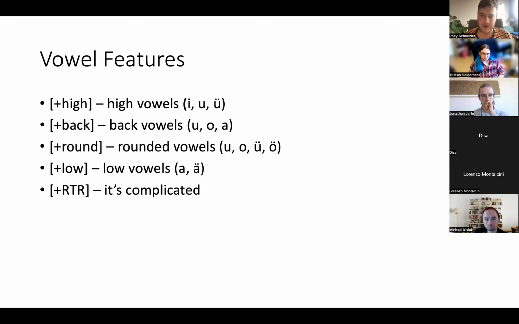For example, high vowels i, u. These are high vowels, which means that the mouth is closed or almost closed when they are pronounced. Back vowels, which refers to the position of the tongue, like u, o, a. Round vowels, which refers to the position of the lips, or if we round them or not. Low vowels or open vowels, when the mouth is more open. And there are some other features.